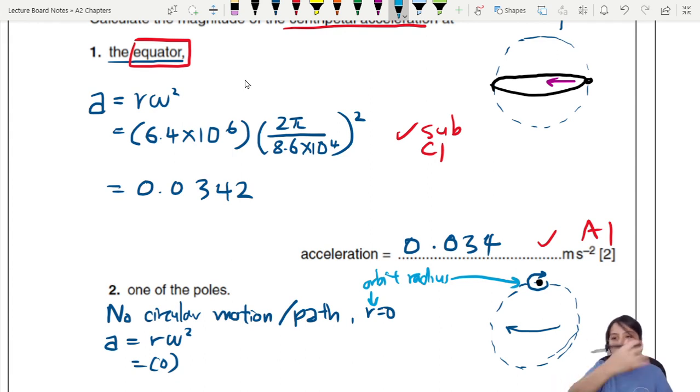You don't have one. You're not moving in a circle. Whereas previously at the equator, you move in a circle. Look at that big orbit radius. Now you don't. So it's just 0. It doesn't care what omega is. Just write 0.